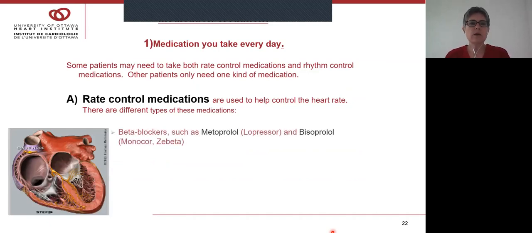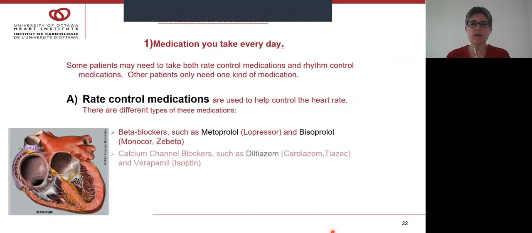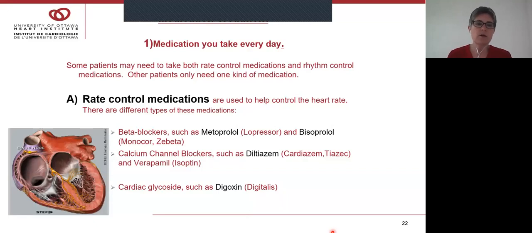So rate control medications are usually medications that you take every day. There are three different classes of medications. The first two are probably the most common: the beta blockers, the lol medications such as metoprolol and bisoprolol, and then calcium channel blockers such as diltiazem, known as Cardizem, and sometimes verapamil. And then sometimes a third type of medication called digoxin is used. These are all to prevent the ventricles from going too fast.